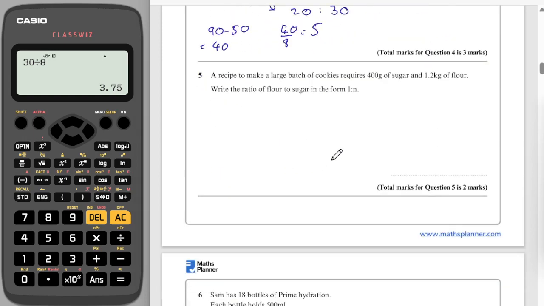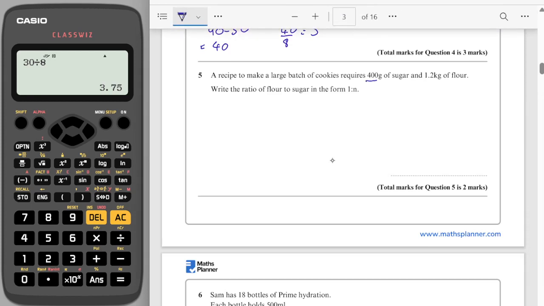Okay, question 5. A recipe to make a large batch of cookies requires 400 grams of sugar and 1.2 kilograms of flour. Write the ratio of flour to sugar in the form 1 to n. So we've actually got a difference in units here. So I need to convert them to both being in the same unit. So I'm going to call that 1,200 grams. So my ratio is going to start in the form 400 to 1,200. So divide both sides by 400. So that's going to be 1 to 3.